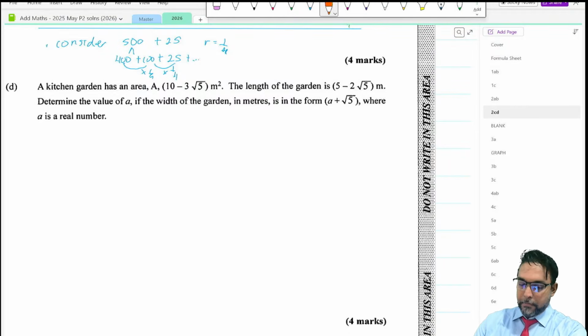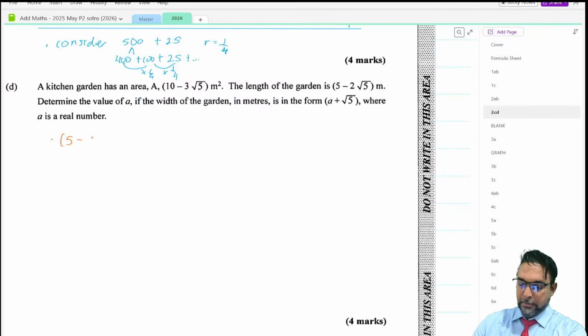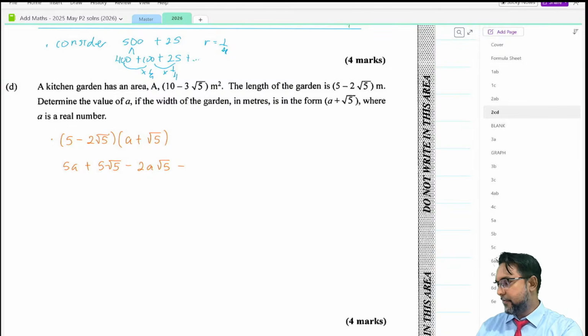All right, so the area of a rectangle is length by breadth. So if we take 5 minus 2 root 5 and multiply by a plus root 5, 5 by a will just give us 5a. 5 by root 5 is just 5 root 5. And then we have minus 2a root 5 minus 10, because 2 root 5 by root 5 will give us 2 by 5, which is 10.